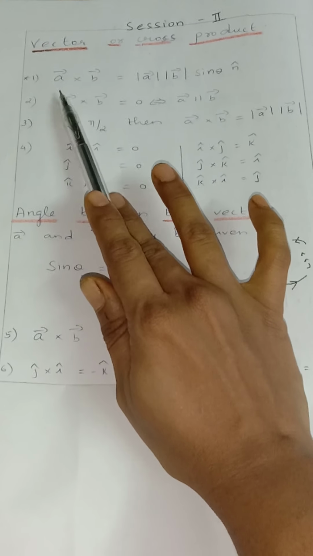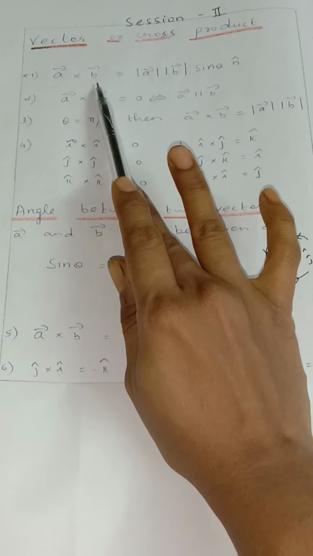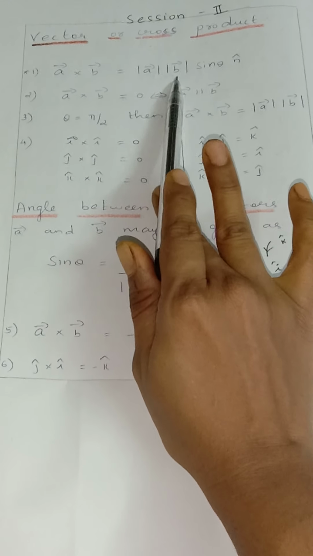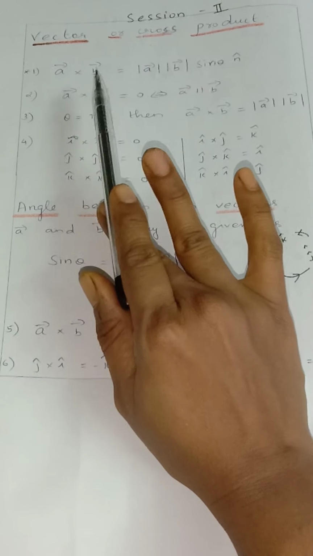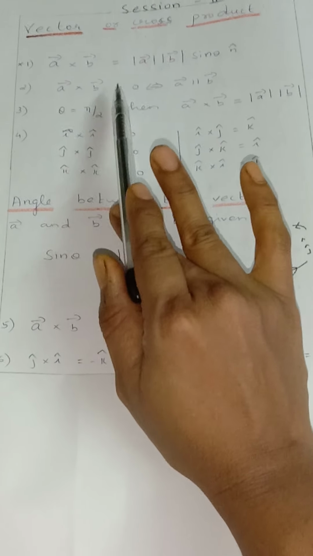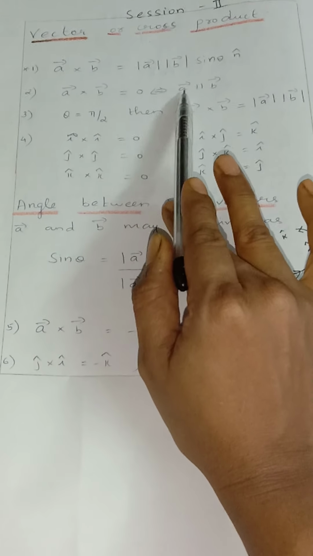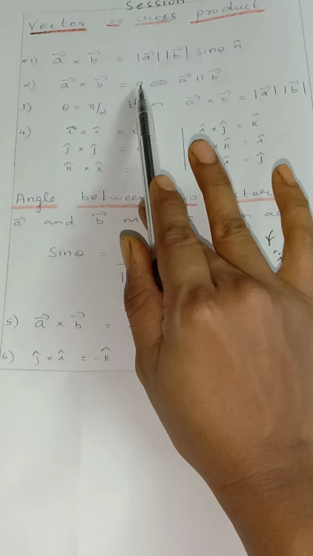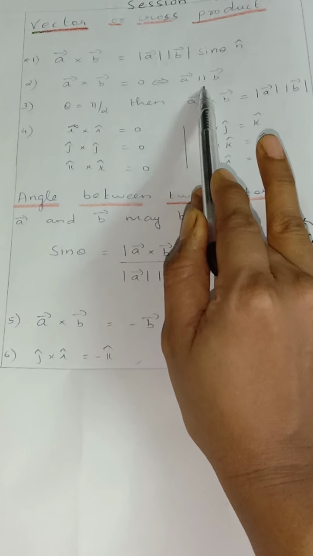Today we are going to see the cross product of two vectors. If you take two vectors a and b, their cross product is given by a cross b equals magnitude of a, magnitude of b, sin theta n cap. You all know that if the dot product is equal to 0, then the two vectors are perpendicular. Here, the cross product equal to 0 means the two vectors are parallel.